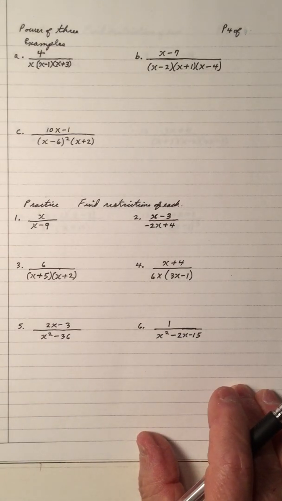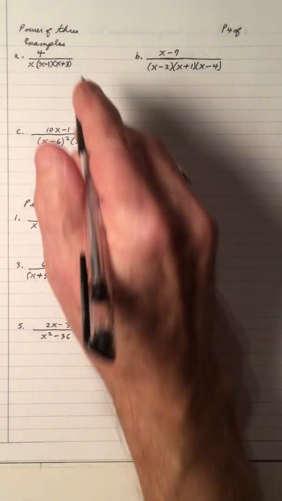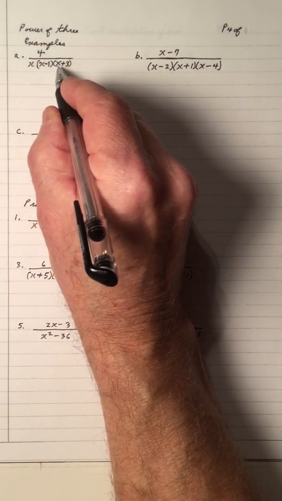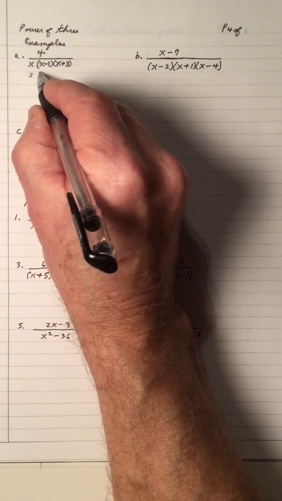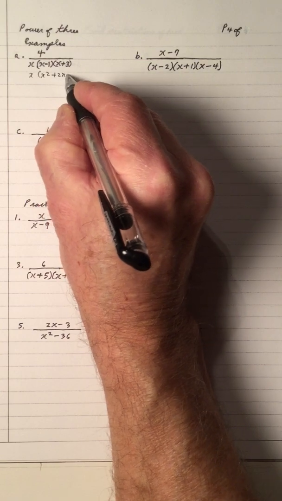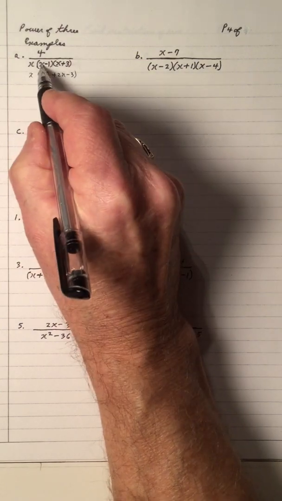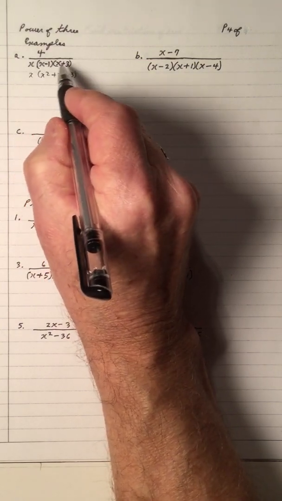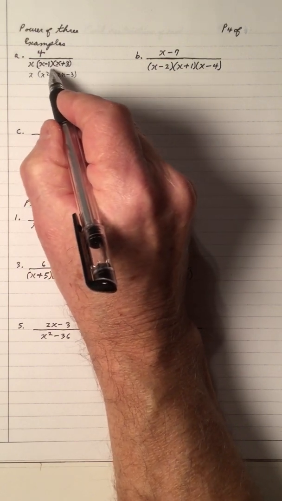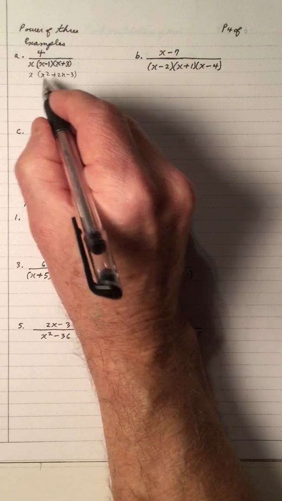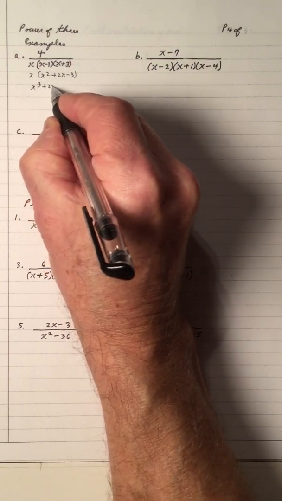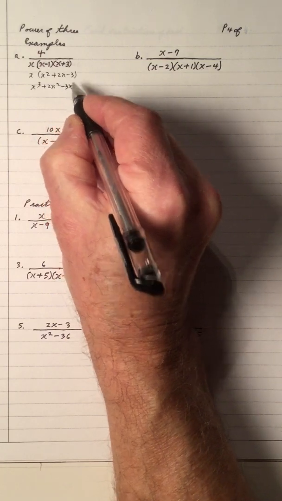Let's continue. Powers of 3. Notice now we have an x times an x times an x. So if you multiply all that out, I'm going to multiply it fast. Again, x times x is x squared. Negative 1 times 3 is negative 3. Outside is 3. Inside is negative 1, which gives me a 2. Now if I multiply that by x, I get x cubed plus 2x squared minus 3x.